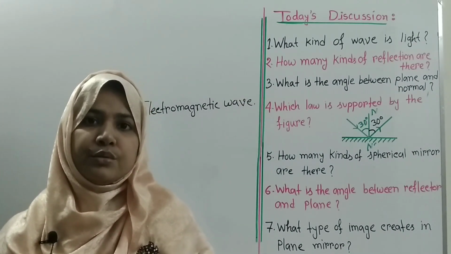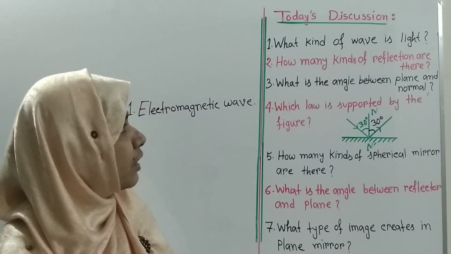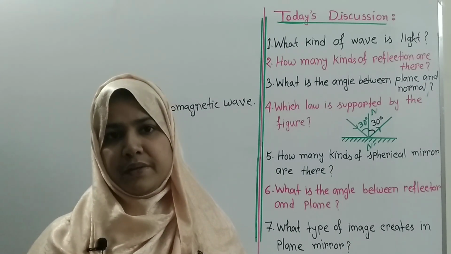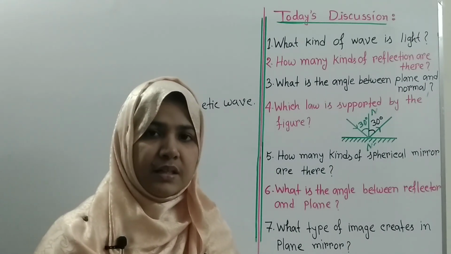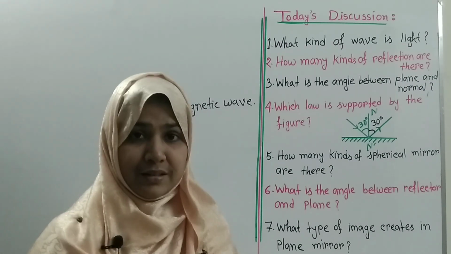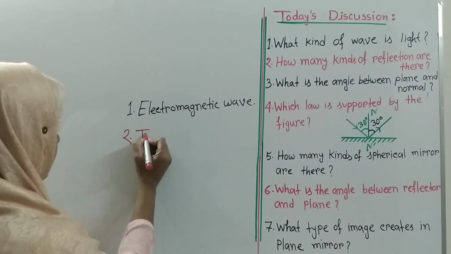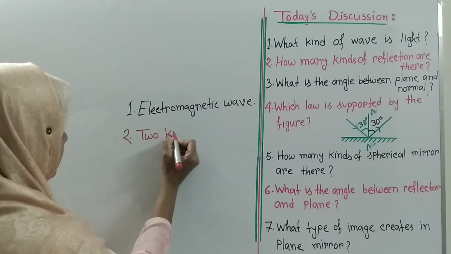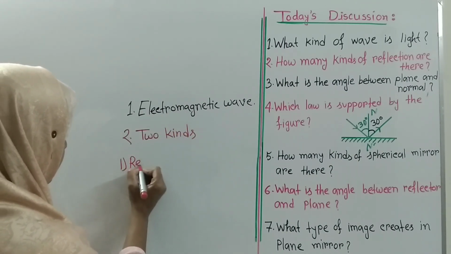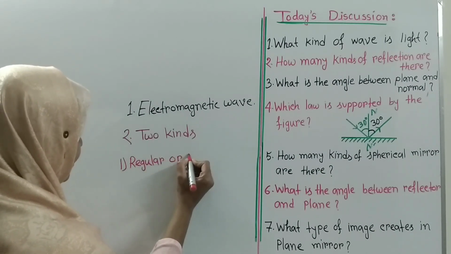Now question 2. Here the question is, how many kinds of reflection are there? There are two kinds of reflection. One is regular reflection, another one is irregular or diffuse reflection. So the answer of question 2 is two kinds. Number 1, regular or uniform.